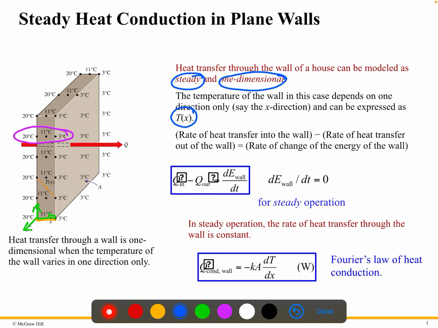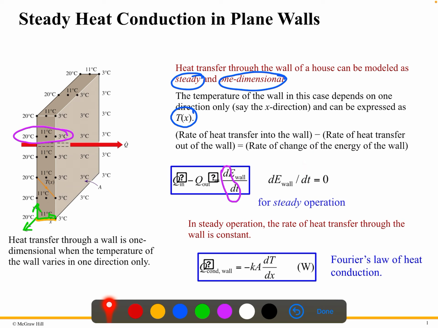According to the energy principle, what will happen here? The amount of heat coming in, the heat in, minus the heat out, will be equal to the change of the energy with respect to time, dE over dt. This is the rate of change, and E is the energy of the wall. It's clearly written here: the rate of heat transfer into the wall minus the heat transfer out of the wall will be equal to the rate of change of the energy of the wall.